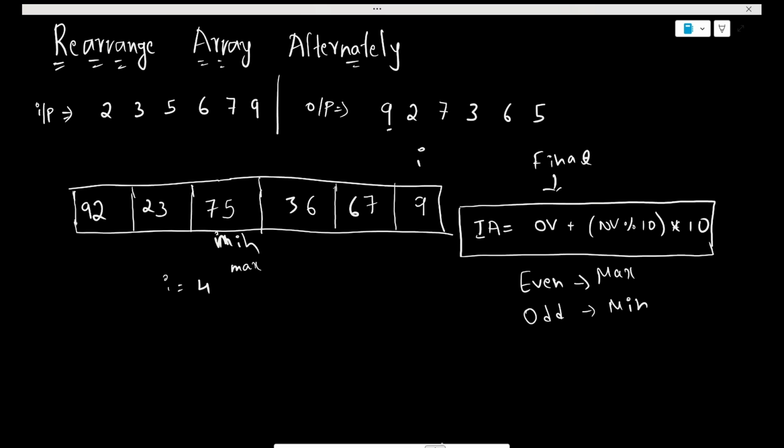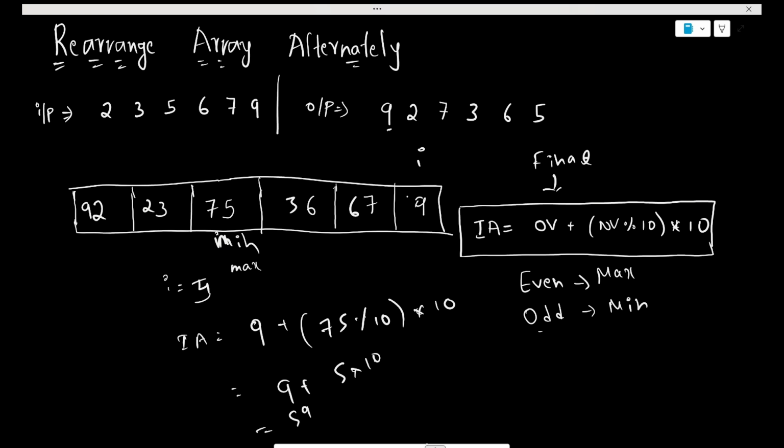Yeah. For I equal to 5, what's the intermediate answer? That is 9 plus the new value. I is equal to 5, 5 means an odd number, and odd is pointing to min. Min is 75. 75 percentile 10 into 10. That is 9 plus 5 into 10, 50 plus 9, 59. So I is completed, the loop exits, and this is our final answer.